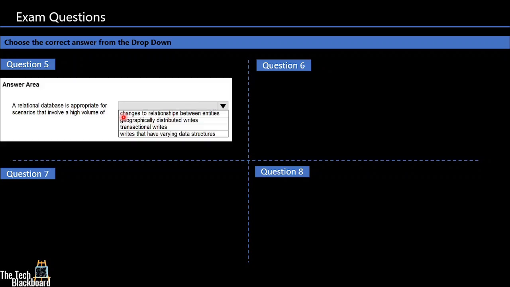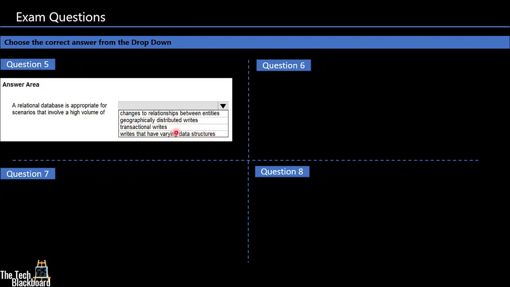Now let's look at the fifth question. The fifth question says a relational database is appropriate for scenarios that involve a high volume of. We have to pick one out of these four options given. The first option is changes to a relationship between entities. Second one is geographically distributed writes. Third one is transactional writes. And the fourth one is writes that have varying data structures.